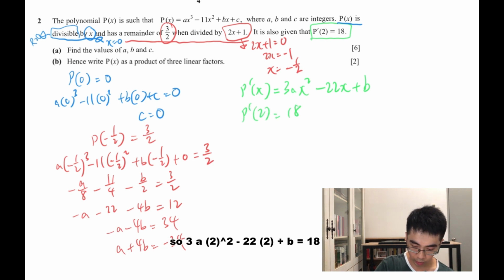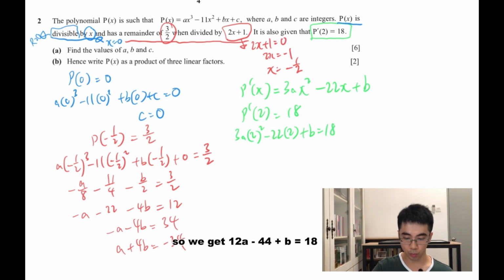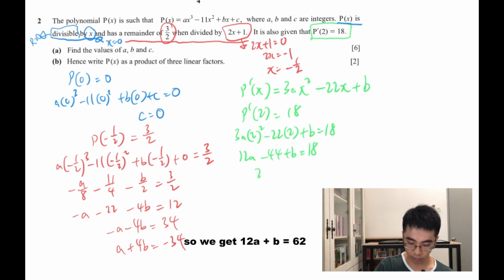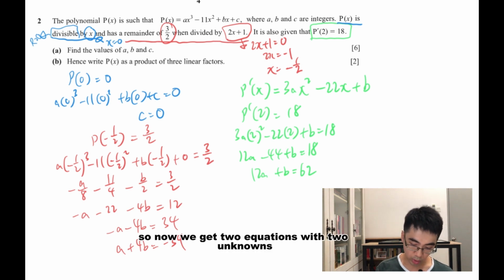So 3a times 2 to the power 2 minus 22 times 2 plus b will be equal to 18. So we got 12a minus 44 plus b will be 18. So we got 12a plus b will be, how many is it? It should be 62, right? Yeah. So here we got two equations with two unknowns.